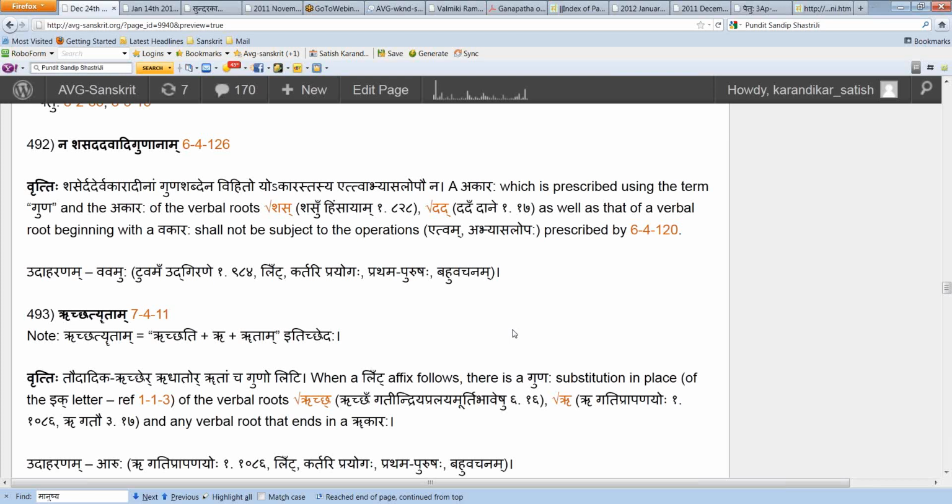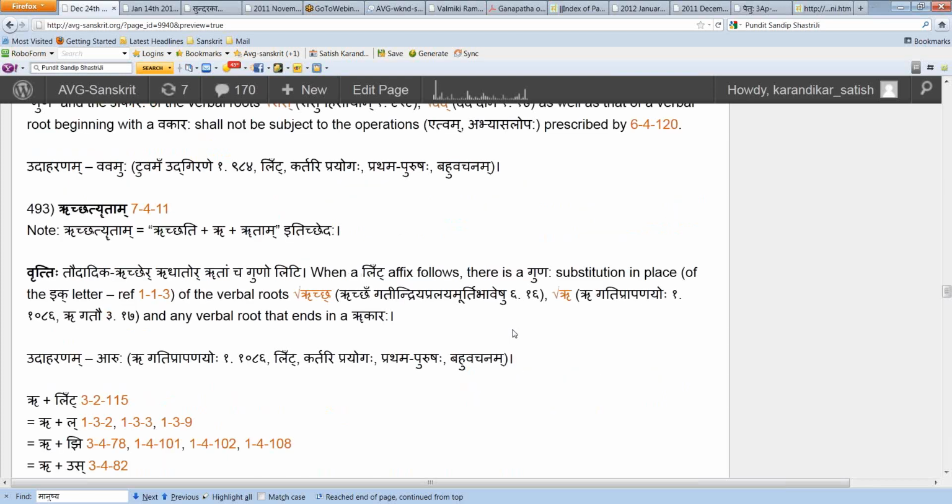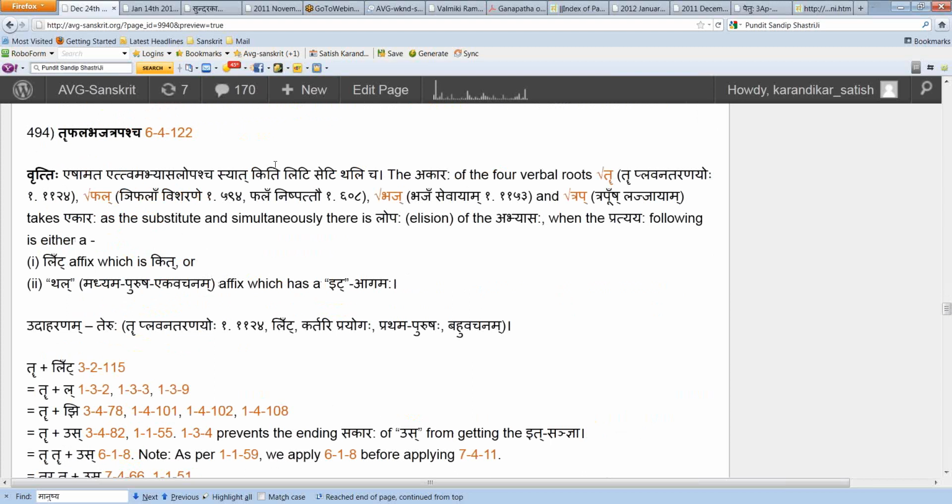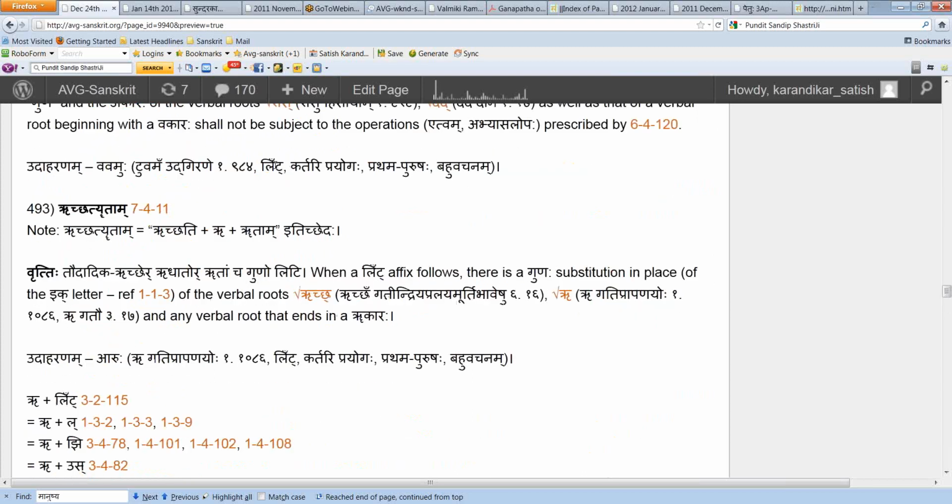Okay, now the next sutram we're going to look at is Richetyarutam. Why are we going to 6.7.41? Because we're going to need that sutram for the next example. For the next sutram, which is 6.4.122, we need to look at 7.4.11.